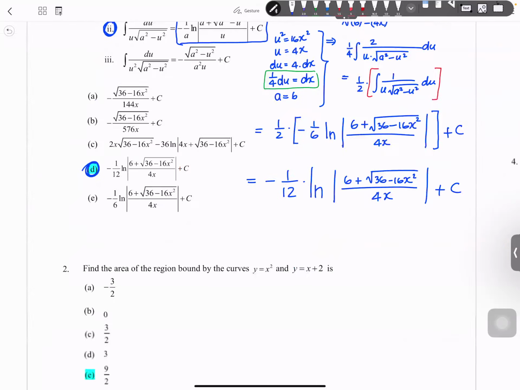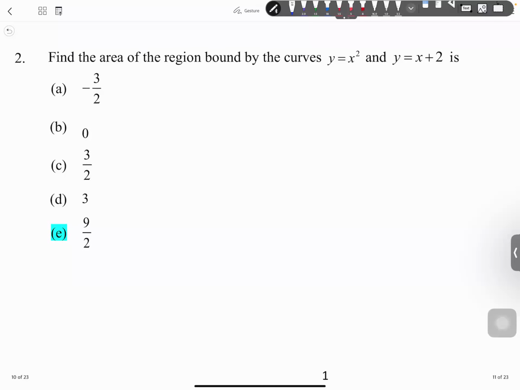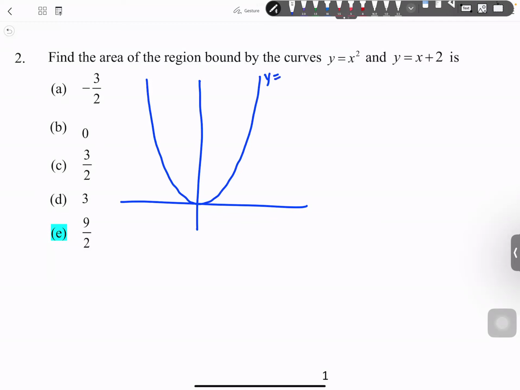All right. Problem number 2 says, find the area of the region bound by the curves y equals x squared and y equals x plus 2. Let's start by graphing that. All right, y equals x squared is just a parabola. Looks like that. And y equals x plus 2 is a straight line over here. All right. So the first thing that I need to find are these bounds right here. I need to find the x values for these bounds.